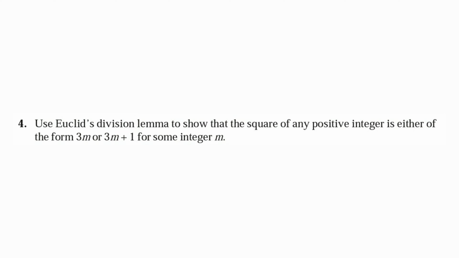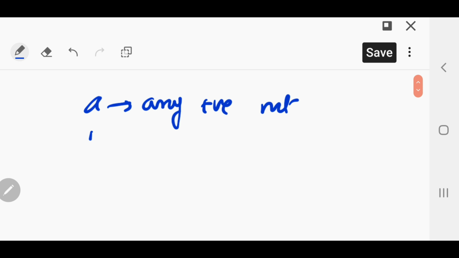So our fourth question is, use Euclid division lemma to show that square of any positive integer is either of the form 3m or 3m plus 1 for some integer m. So let us take a is any positive integer and b is equal to 3. Just we take 3 because we have to prove the square of the number is of the form 3m and 3m plus 1. So we can take b as 3.